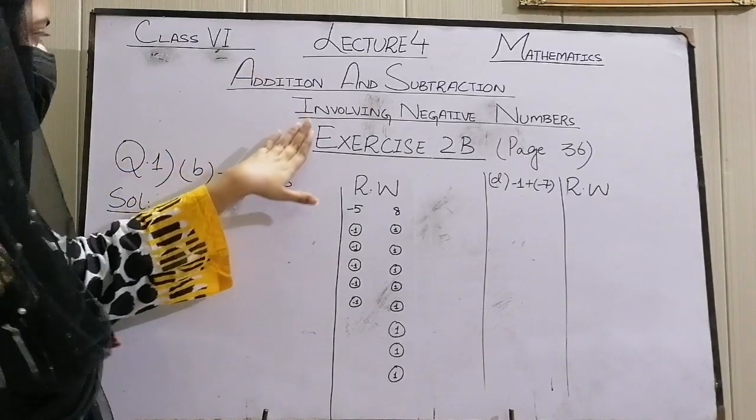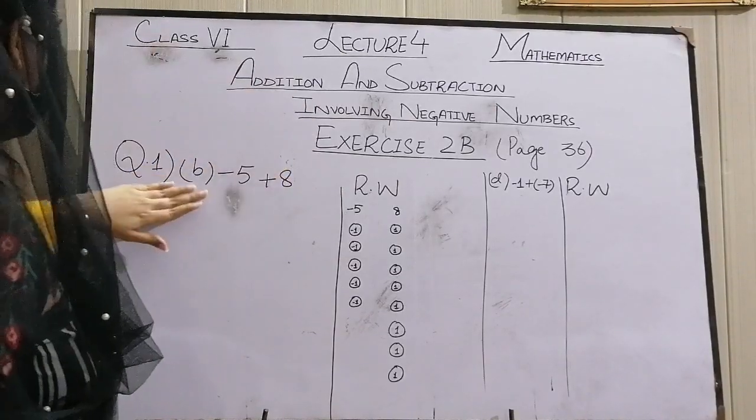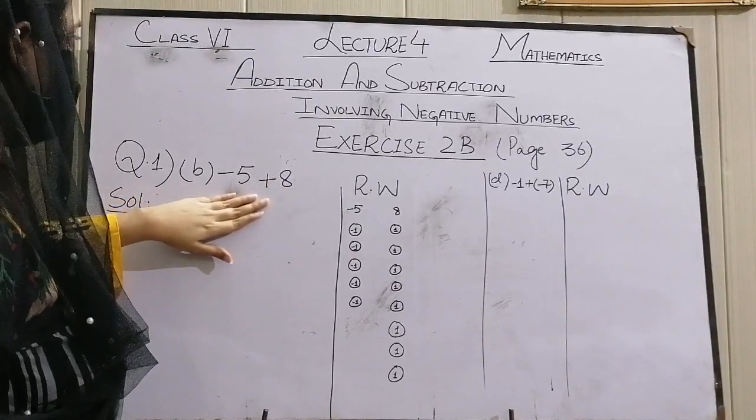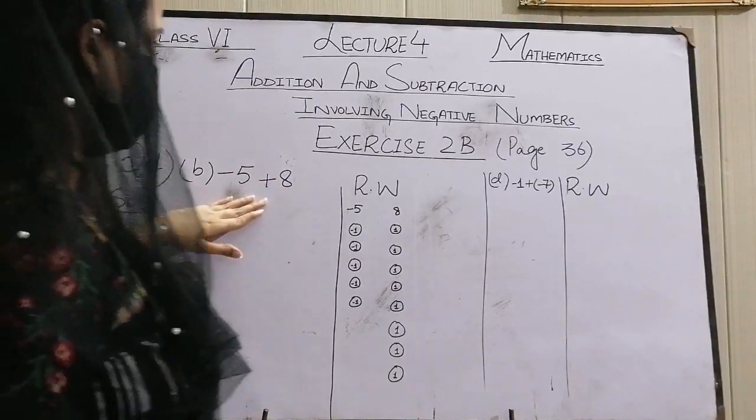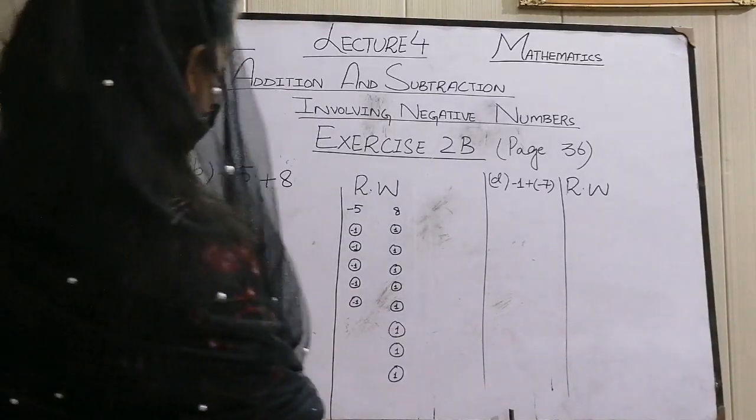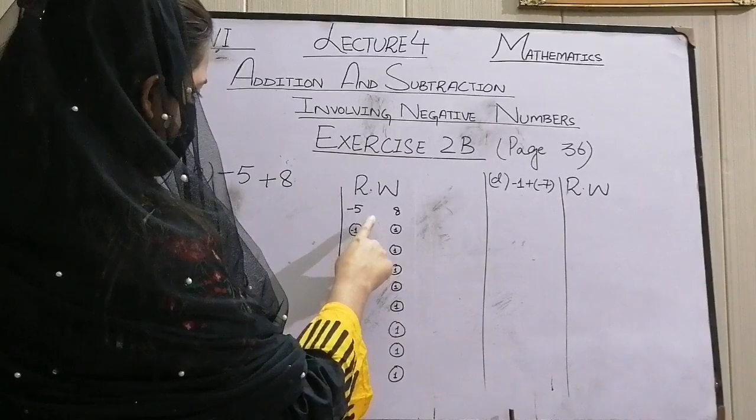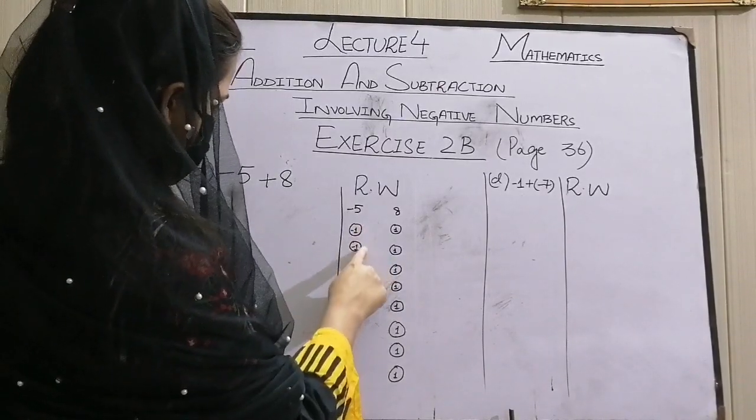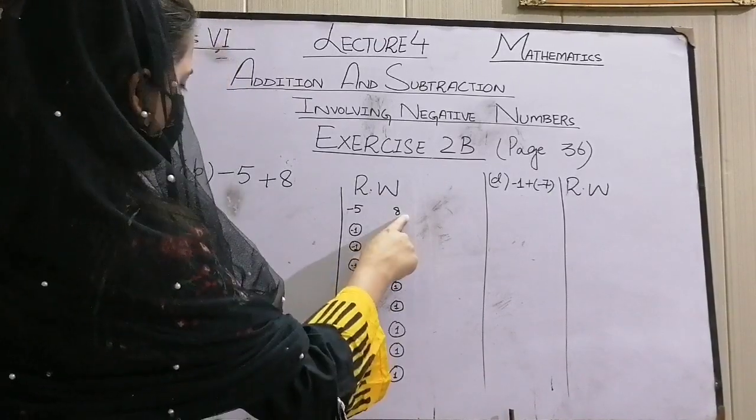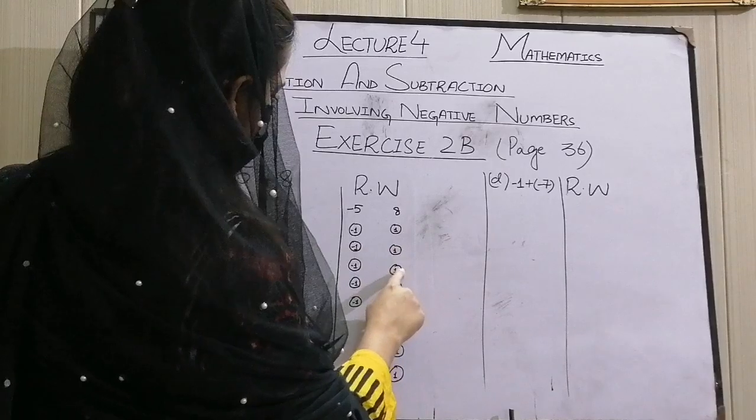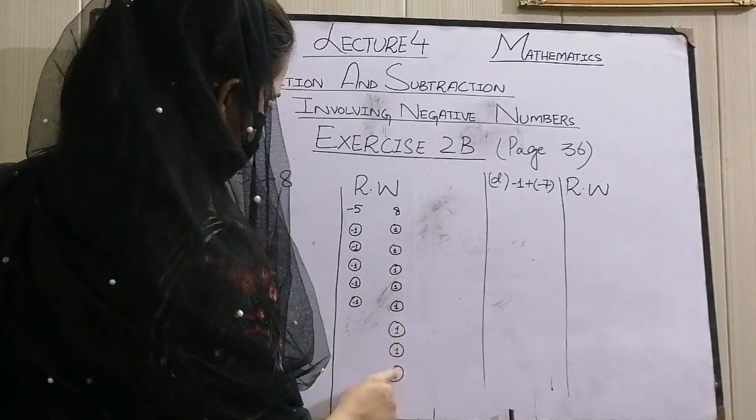Now we have started exercise 2B. Question number 1 is minus 5 plus 8. We have to add the numbers involving negative numbers. Minus 5, I have drawn 5 disks of minus 1. 1, 2, 3, 4, 5. And for 8, I have drawn 8 disks of 1. 1, 2, 3, 4, 5, 6, 7, 8.